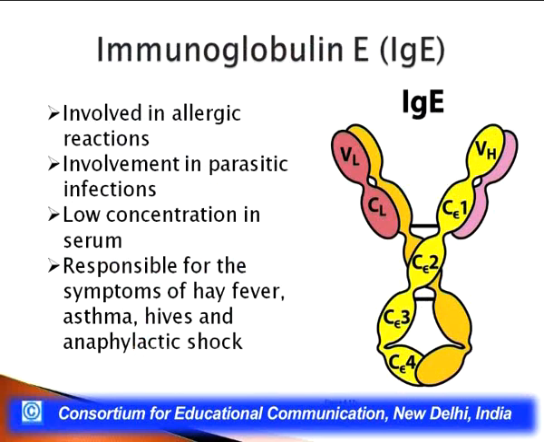Coming next to immunoglobulin E, we all know this immunoglobulin is specifically involved in allergic reactions. It is also involved in parasitic infections. The concentration in the serum is very low, but it all depends. If there is an allergen present, the concentration of IgE can actually go high. It is responsible for the symptoms of hay fever, asthma, hives and anaphylactic shock. This is the extreme case of allergy where the person can actually die due to an allergen.